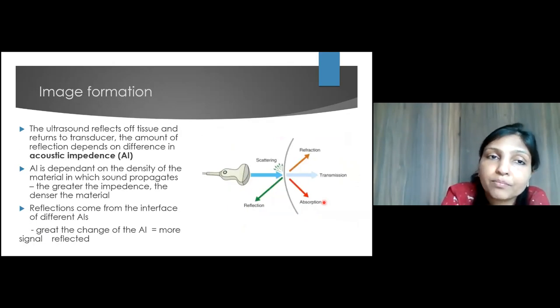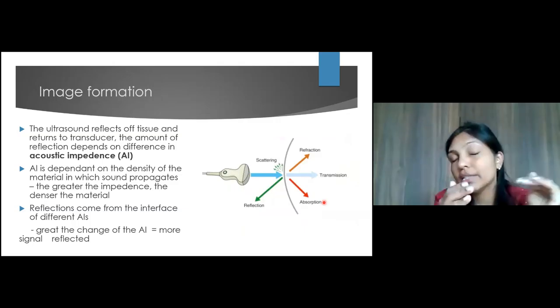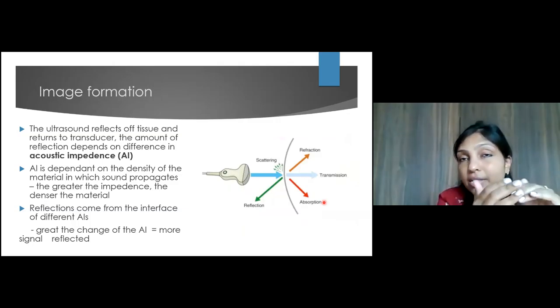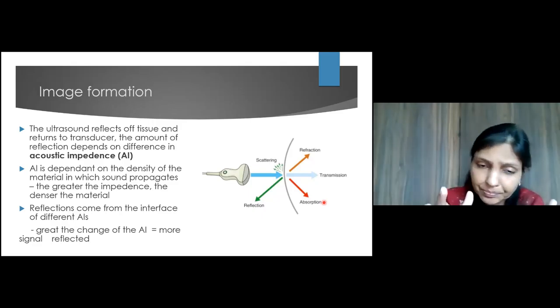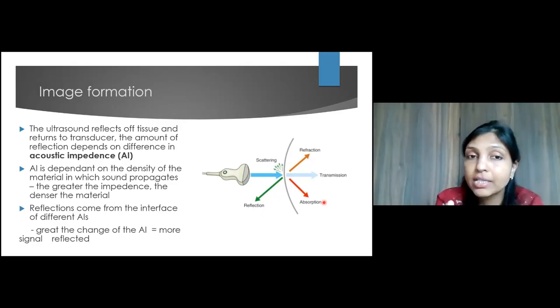like thyroid. Now, the ultrasound waves, as they are traveling, are reflected off the tissues. And this reflection is essentially a measure of acoustic impedance. The acoustic impedance essentially means the resistance that a tissue is posing to the sound waves. And so the more the acoustic impedance is, the more dense the particular tissue is, and the more the sound waves are going to be reflected back.